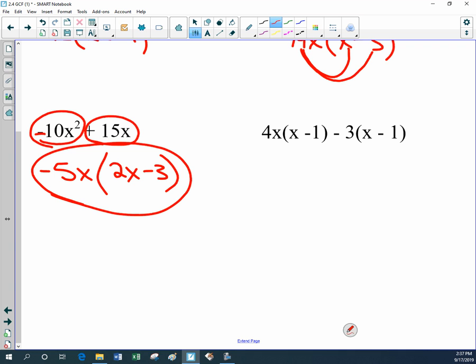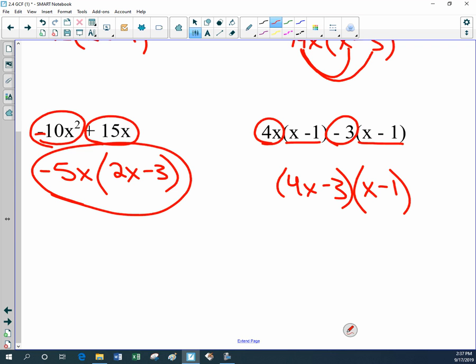Okay, and then this goes back to our example we had before. If what's inside the parentheses is the same, then we would put the 4x minus 3 together, and we're going to multiply that by x minus 1. So group the 4x minus 3 and multiply that by what's inside the parentheses.